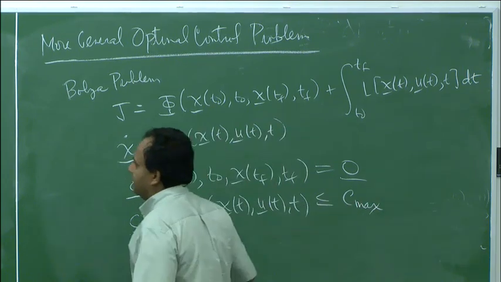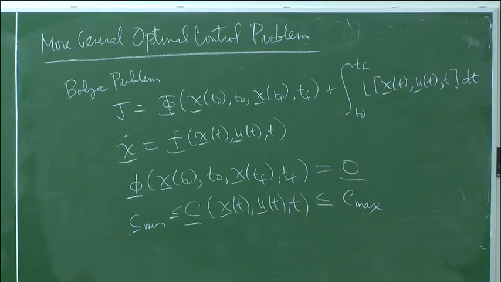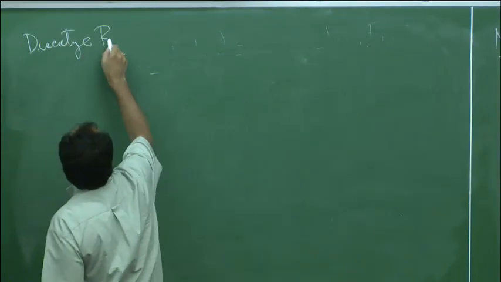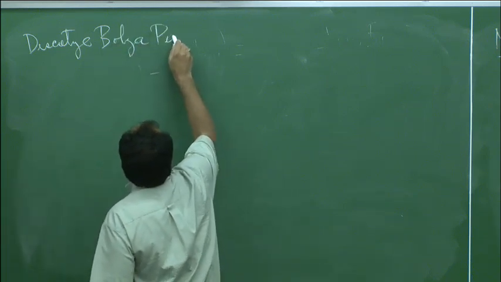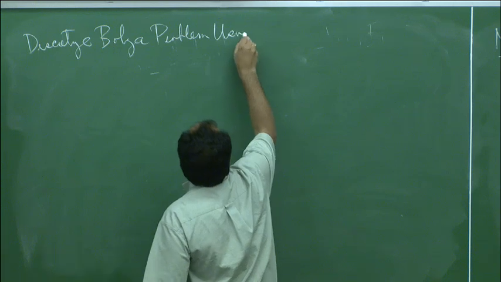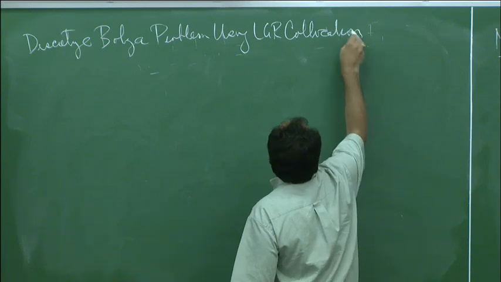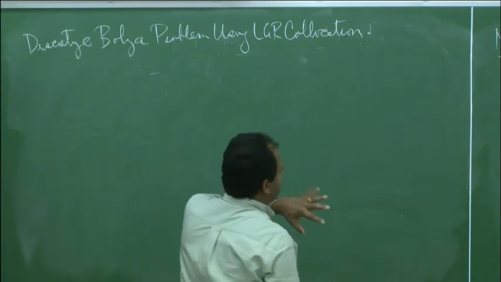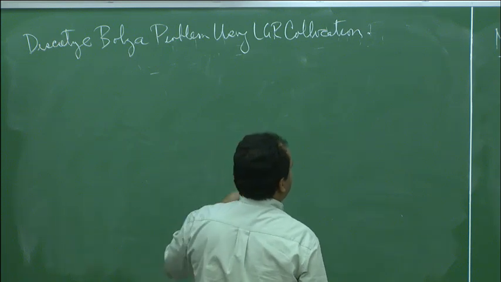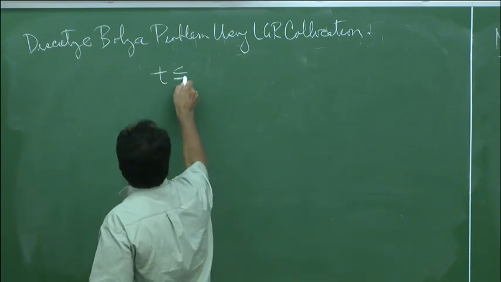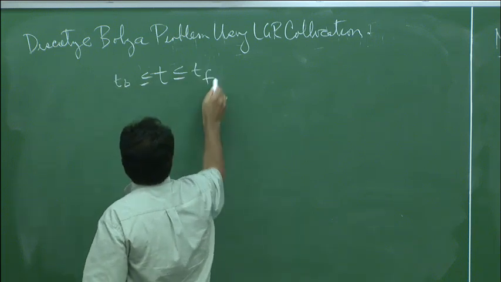Now, this is actually very easy to discretize using any of these pseudospectral schemes. Let's start. I'm going to do this for Radau first, all right? So let's discretize the Bolza problem using LGR collocation. So the way we have to do this is we first have to transform the interval from t0 to tf to -1 to 1. So we know that t lies between t0 and tf.